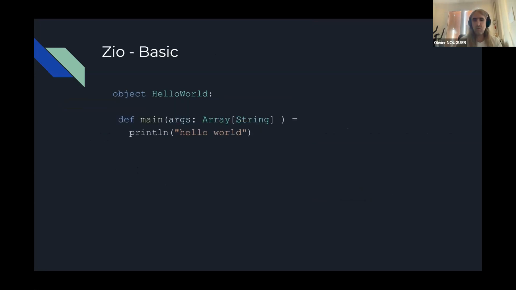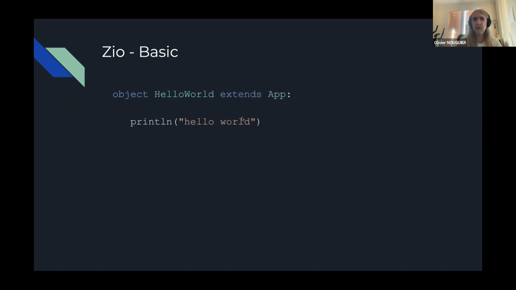Also, to make a main in Scala, it's like Java, but of course in Scala we want things shorter, so we can do it like this. And the whole body of the object is the main function.